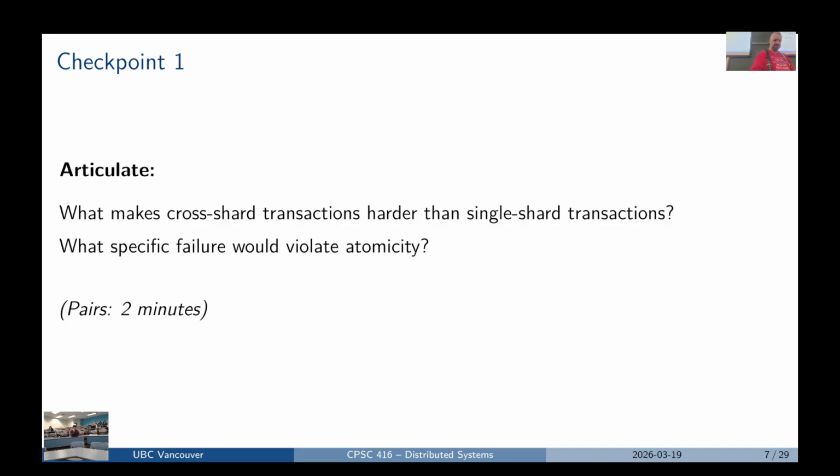All right, so what did you come up with? Why is it harder to do a multi-shard transaction than a single shard transaction? This wasn't even meant to be a heavy lift. Maybe it is.